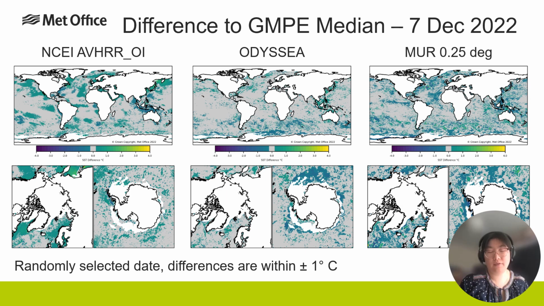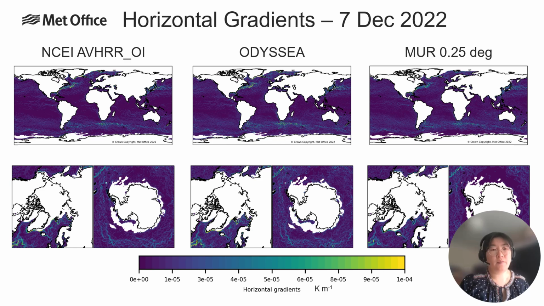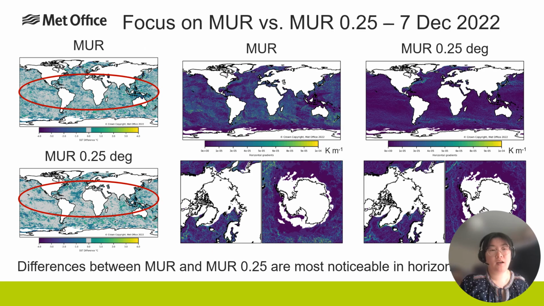so it's not a huge difference. In terms of the horizontal gradients from the same dates, all 3 analyses show very sensible gradients, with the highest SST gradients in regions where you expect more turbulence, such as the western boundary currents, ACC region, so they all look fairly normal.